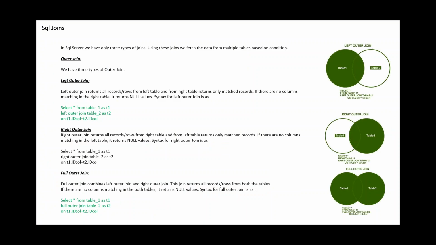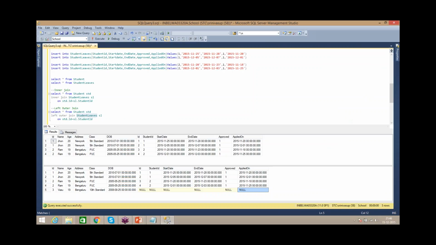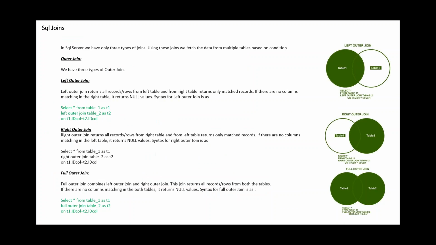Next, we have right outer join. This is quite the reverse, the opposite of left outer join. So what will it do? It will return all the records from table 2 and the matching records from table 1. That is what right outer join is.